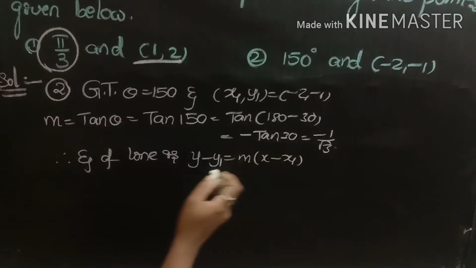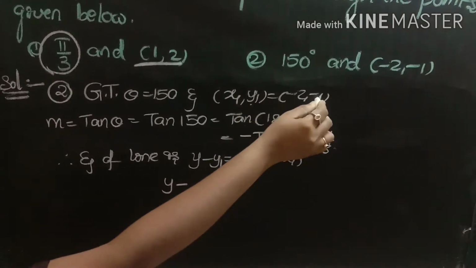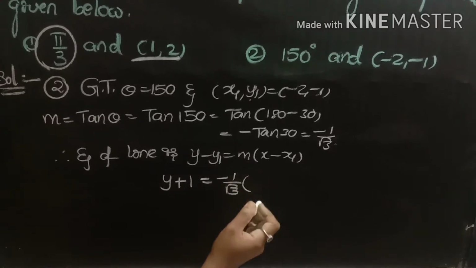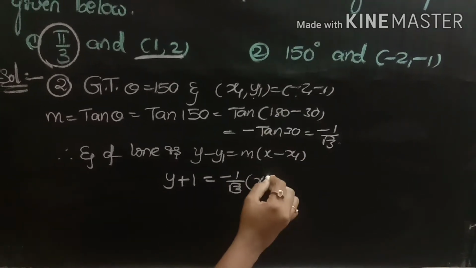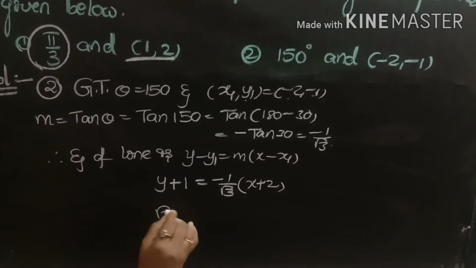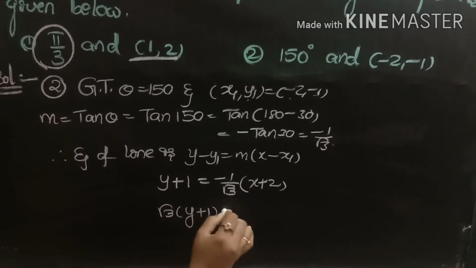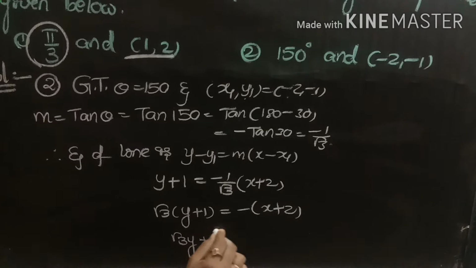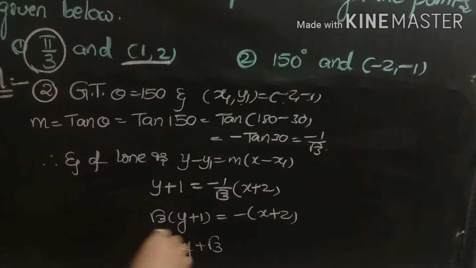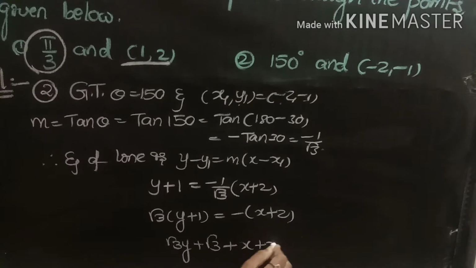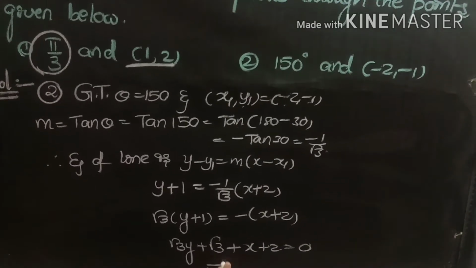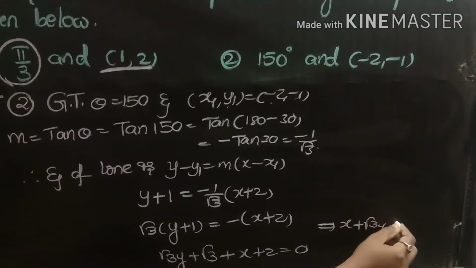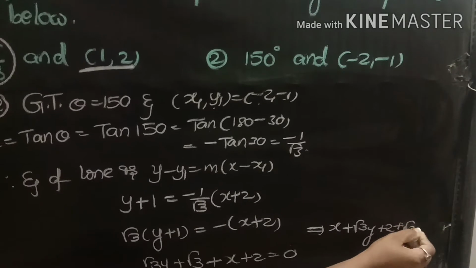Now substituting the values, y minus y1 value minus 1, minus of minus is plus 1, is equal to the m value minus 1 by root 3 into x minus x1, x1 value minus 2, minus of minus is plus 2. Now taking the cross product, root 3 into y plus 1 is equal to minus of x plus 2. That is root 3y plus root 3 equals minus of x plus 2. Writing this minus of x plus 2 to this side, it becomes plus x plus 2 equal to 0. Therefore the answer is x plus root 3y plus 2 plus root 3 is equal to 0.